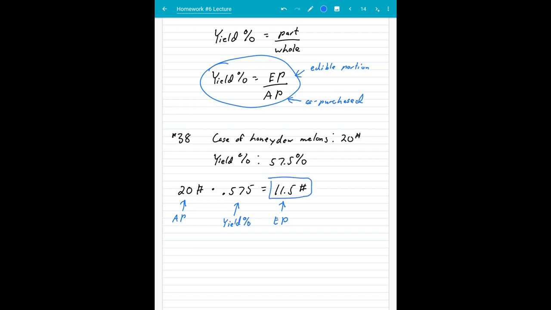So what we did is we manipulated the equation. In algebra, you can manipulate equations. Remember, yield percentage is equal to EP over AP. And you can still cross multiply like this. Over here is like a little one. And it becomes AP, as you can see right here, times yield percentage.